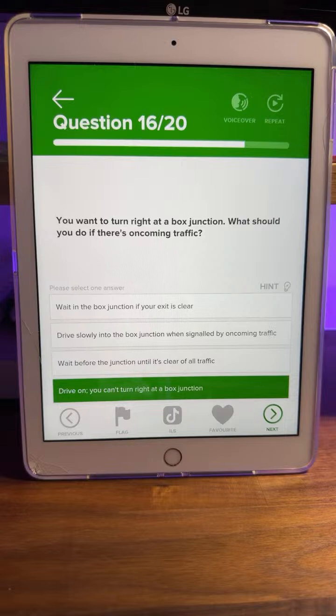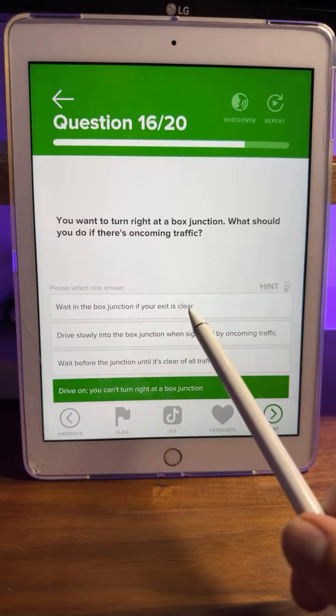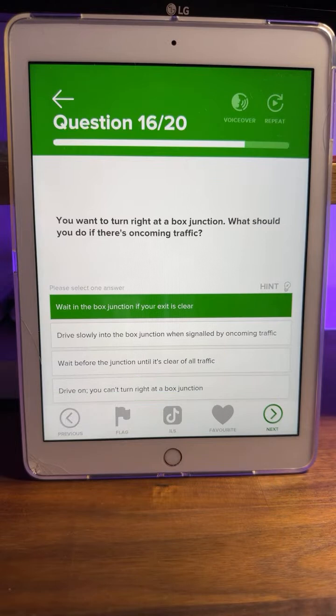Sorry about that. Okay. A, B, C, or D. So you want to turn right at a box junction, a yellow box junction. What should you do if there's oncoming traffic? A lot of you saying A. So yeah, wait in the box junction if your exit is clear.